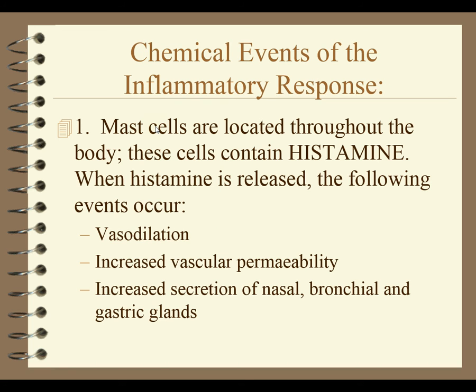So what are the chemical events then of the inflammatory response? Well, we've got mast cells that are located throughout the body, and these cells contain histamine. And when histamine is released, we get vasodilation, increased vascular permeability, and increased secretion of nasal, bronchial, and gastric glands.